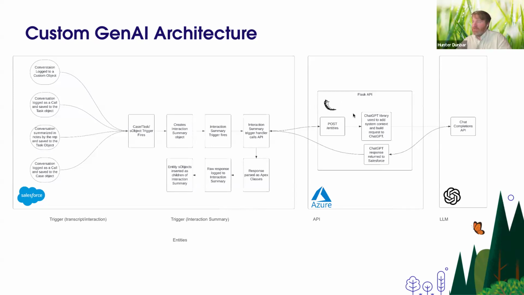The API is going to take the transcript. It's going to inject system context into a prompt saying, hey, I want you to do this with my transcript. And then OpenAI is going to return a response. I'll show the prompt in a little bit, but we're going to tell OpenAI that we want that back in JSON format. Once we get the JSON back in Salesforce, we're going to have to parse that JSON into objects, which will then give us the structured insights as to what was discussed in the call transcript.